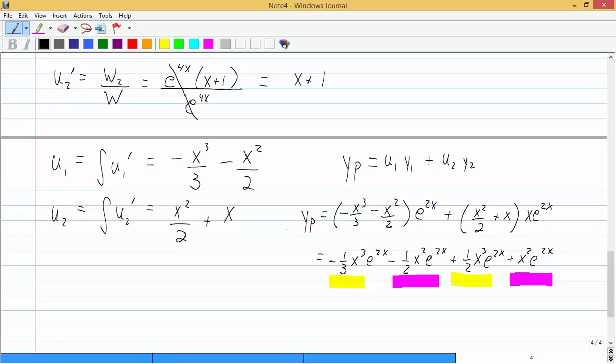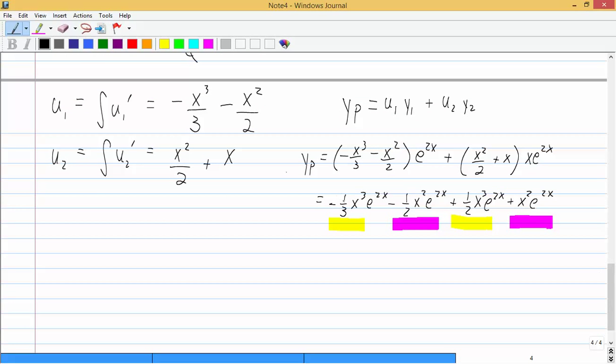So let's see, for the cube term, we have negative 1/3 and positive 1/2. So if you make those sixths, that's 3/6 minus 2/6. So we have 1/6 x to the 3rd e to the 2x. And then we have a positive 1 x squared e to the 2x and a negative 1/2 x squared e to the 2x. So negative 1/2 and positive 1, put those together, you get positive 1/2. So that's our y sub p.